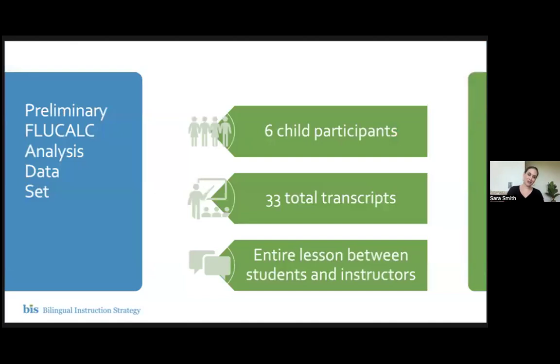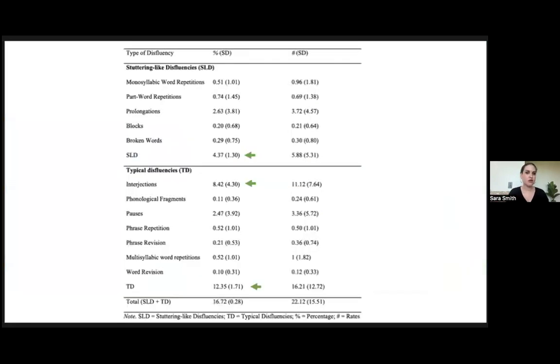So my wonderful doctoral student, Esther Garcia Plaza, got started on this task. For our preliminary analysis, we examined 6 participants in the pilot study, and we have 33 analyzable transcripts from those 6. The video samples were transcribed and analyzed using CLAN, and then FluCalc on top of that. And we explored the quantity and frequency of speech disfluencies produced by those learners. We took a look at the single language and mixed language conditions, and we also explored outcomes across the conditions. And so here's just a quick overview of our findings.